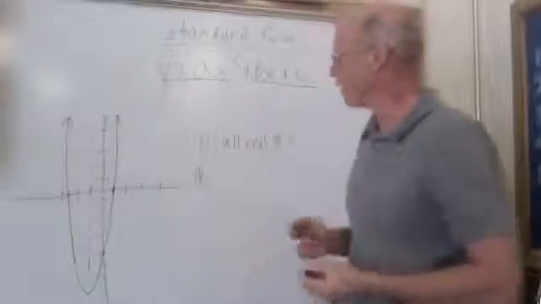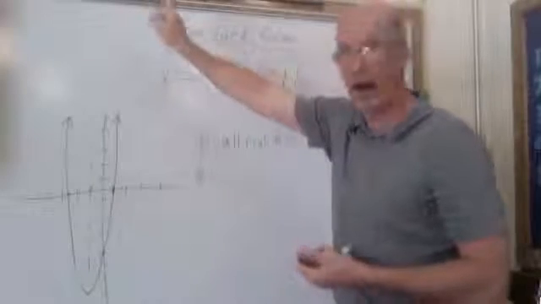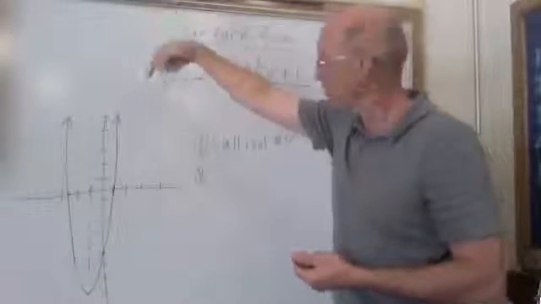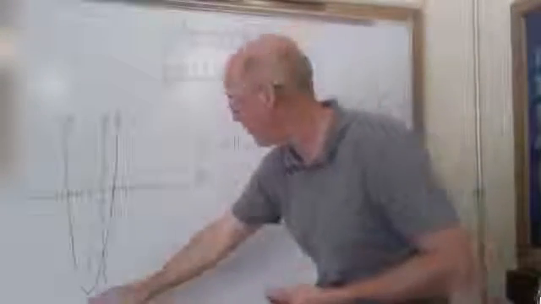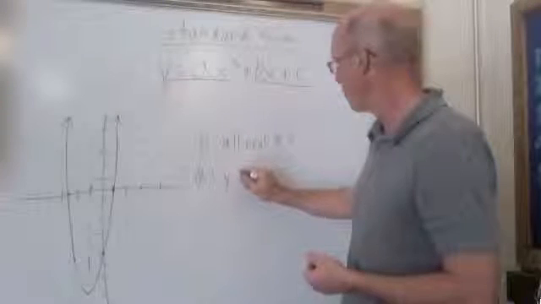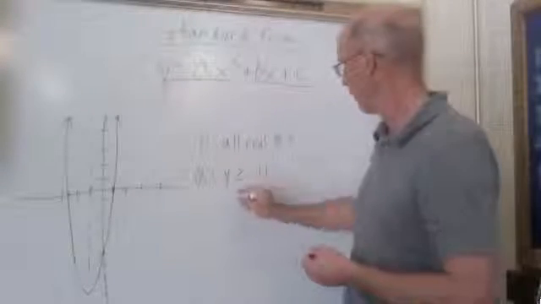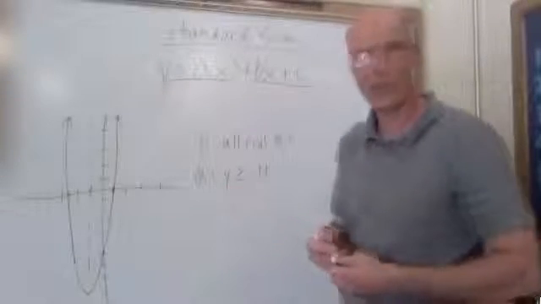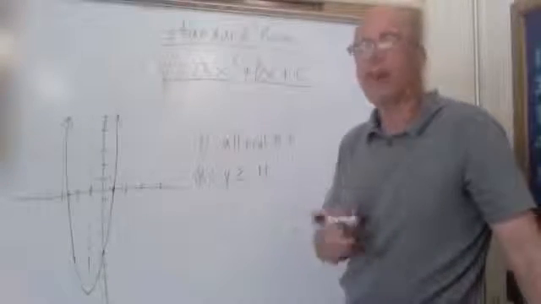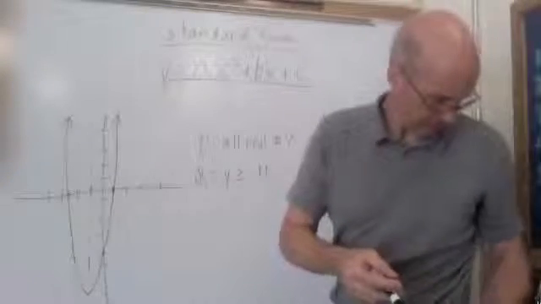The range, if we think about it, it's going to reach every positive number, but it's not going to reach every negative one. And in fact, we know that it started at negative 11. So it's going to be the y values greater than or equal to negative 11. Okay? Does that make sense? Okay, I think that's the main part from this section.